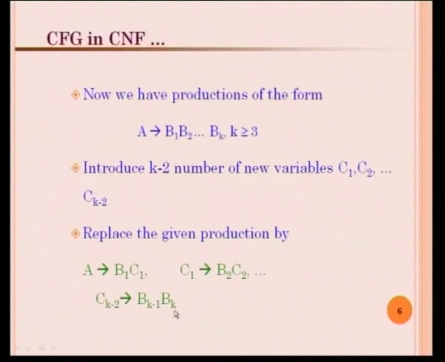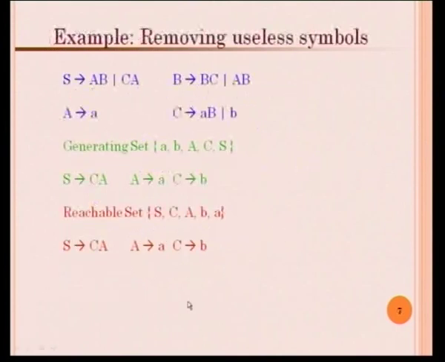So since only two variables are available on the right hand side, we can claim that this production is already in CNF. So, this is the procedure for converting the given grammar into its equivalent CNF. Now we can see an example of how we convert the given context free grammar into the equivalent grammar in Chomsky normal form.